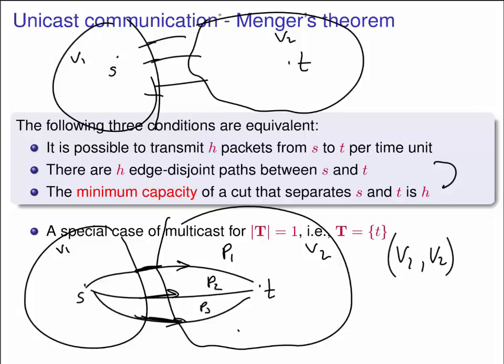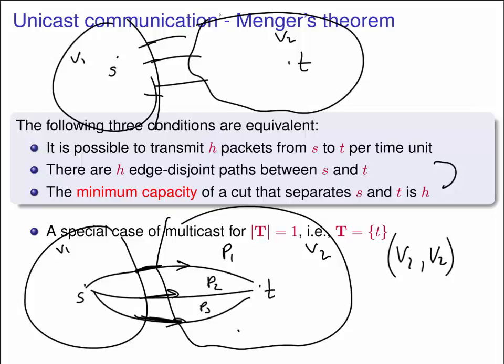The proof of Menger's theorem is beyond the scope of this course, but if you're interested, you can look at any book on graph theory. And this is related to the duality theorem in linear programming. So it's a very, very fundamental theorem. So how is it helpful to us? First of all, we are interested in the maximum amount of information that we can send from S to T.